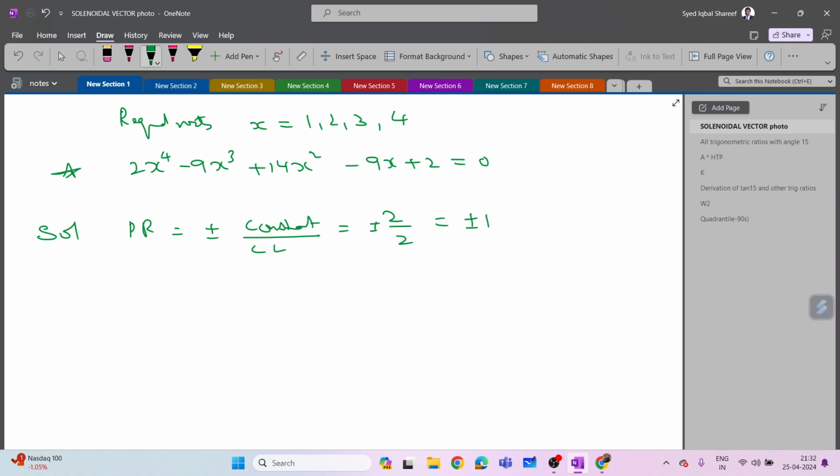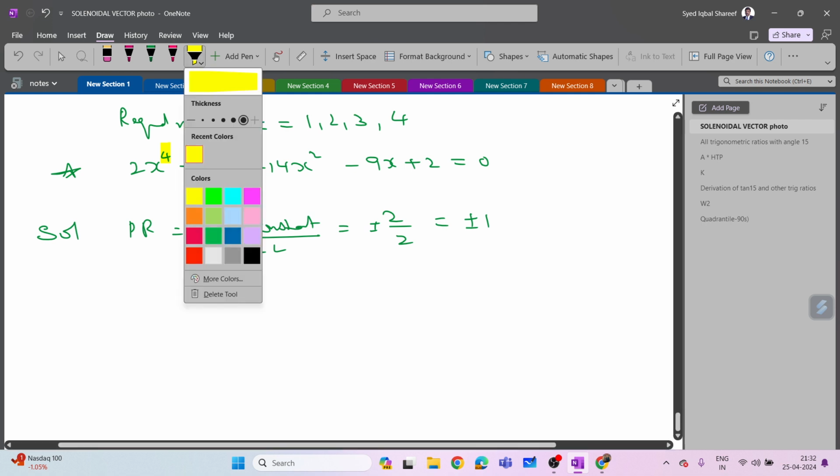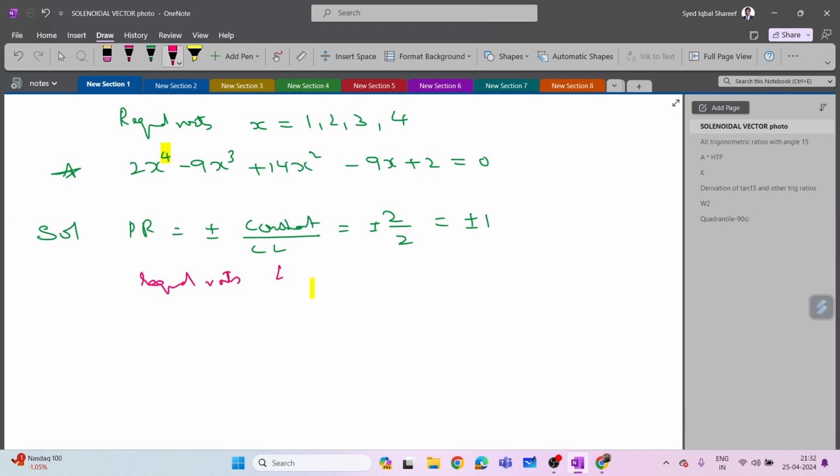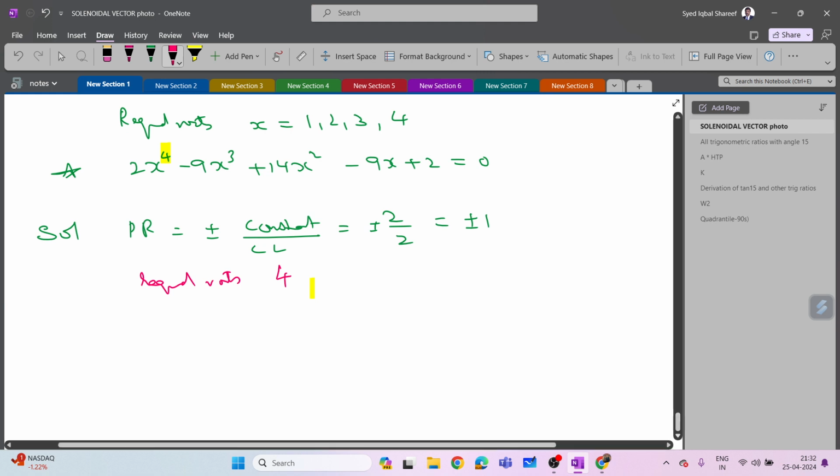But our problem requires 4 roots, you see, power 4. Power 4 means we need 4 roots. So possible roots are these. So required roots are 4. And we got the clue as plus or minus 1. Let's go and see. Go with the synthetic division.